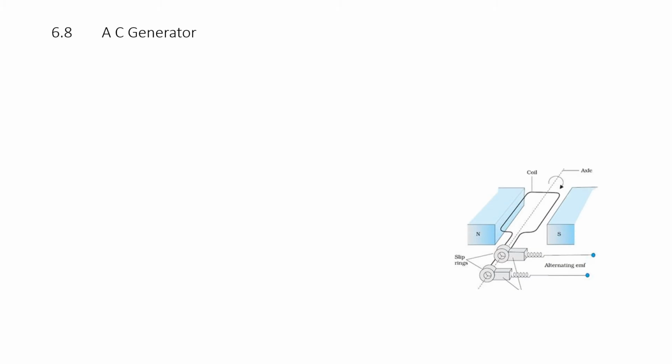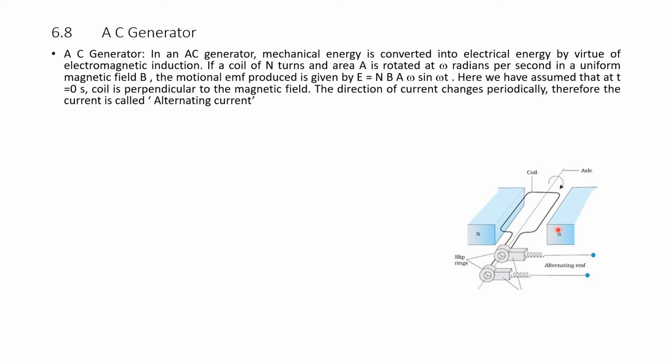AC generator. In 6.8, we will study AC generators. We have been using a small AC generator in our houses and shops. Let us see the working principle of a generator. The generator is shown in the figure to your right. It has two magnetic poles, permanent magnets N and S.